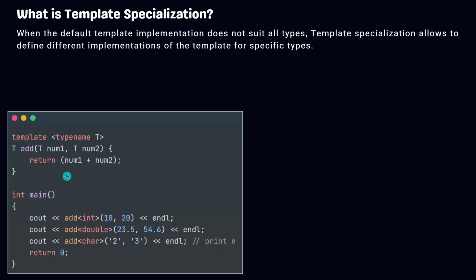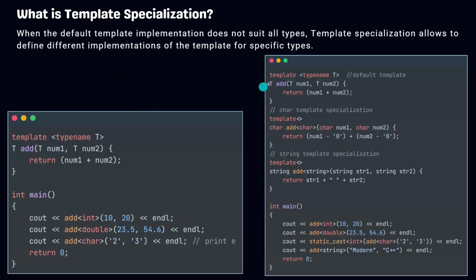This is the same example that we saw earlier. Now how can we write this template specialization method? Consider this is the template specialization logic. Here we have the generic add template method, template typename T. This is exactly the same method here.